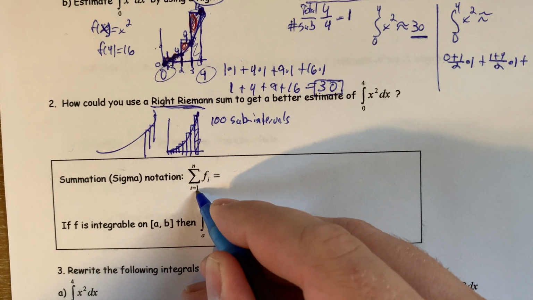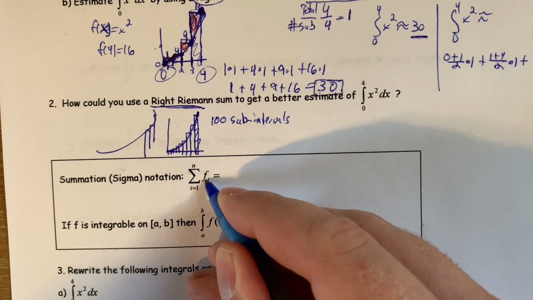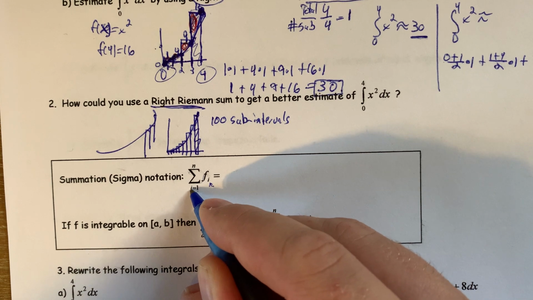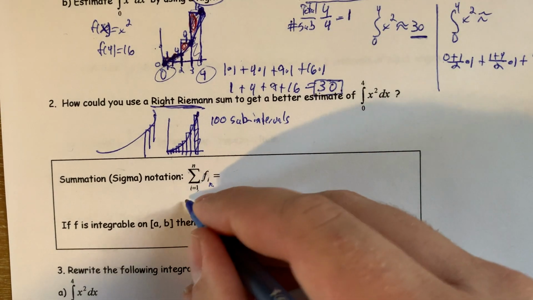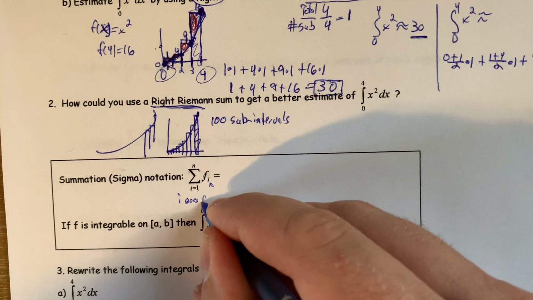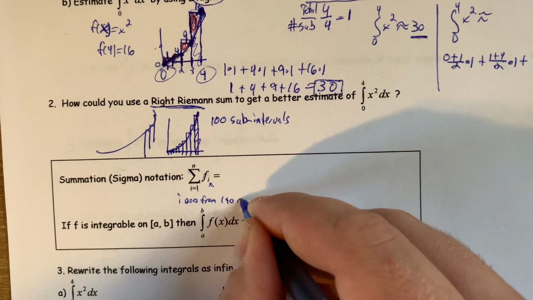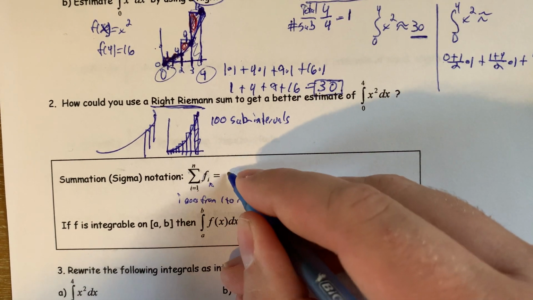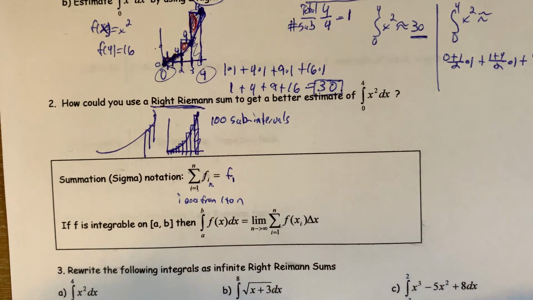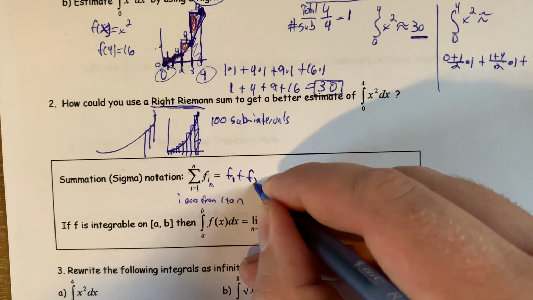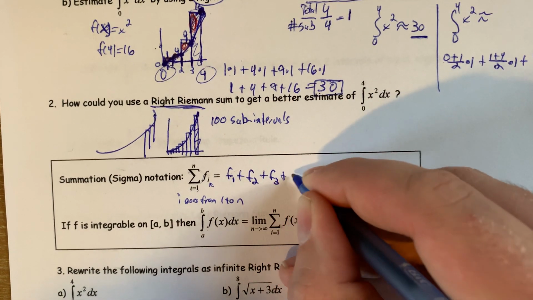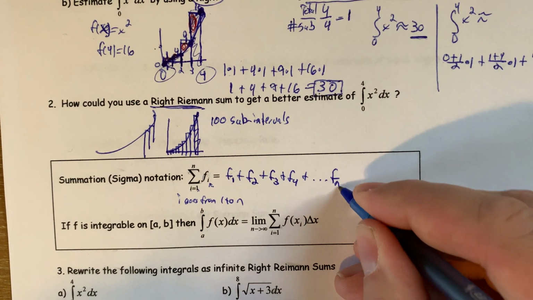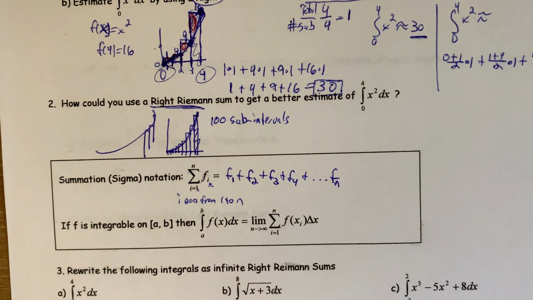So this says the sum of different f's, and you'll notice there's this index i, where i goes from 1 until n. So i goes from 1 to n. And what it means is there's some function of i, and you start with 1, and then you do 2, and then you do 3, and then you do 4, and then you keep going until i gets up to n. So it's a way of adding things up.